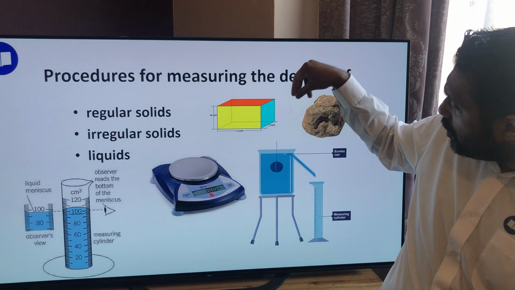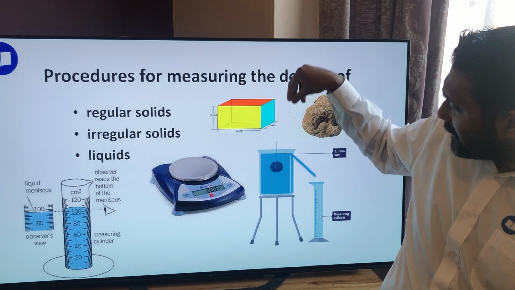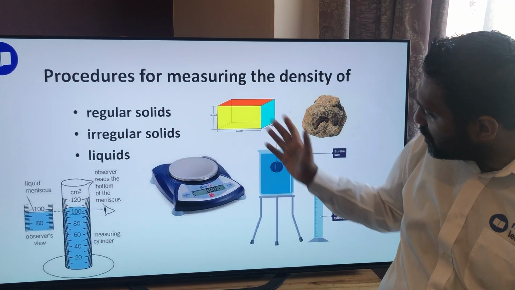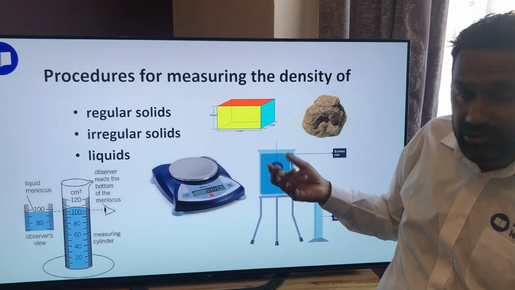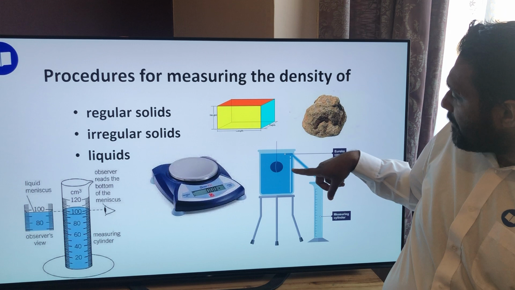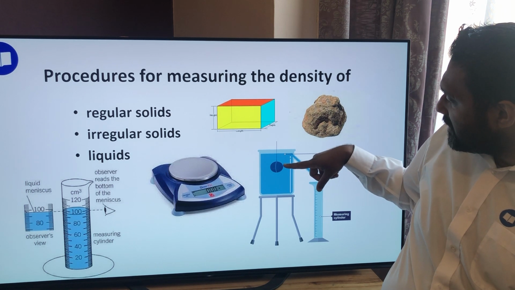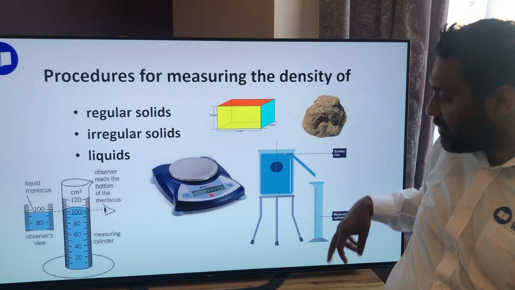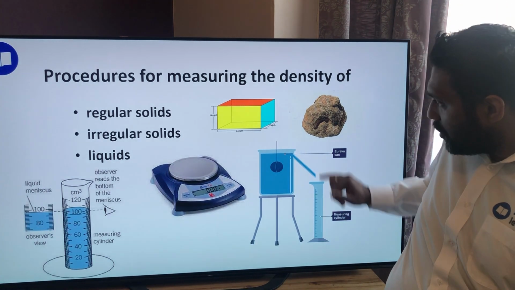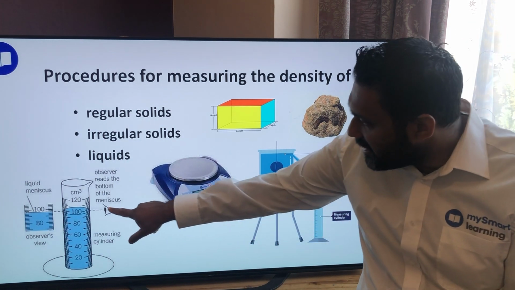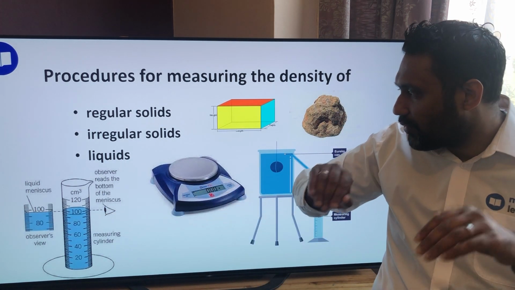You lower your irregular object, like your rock. If I just plonk it in there, you might get splashback, and then the water might splash out, so you might get inaccurate results. You lower it gently into the displacement can, and what happens as the water starts to rise, because of the displacement, the water will flow out of this pipe and into the measuring cylinder. And now you can take a reading, observe in the measuring cylinder the meniscus, so you get an accurate reading.